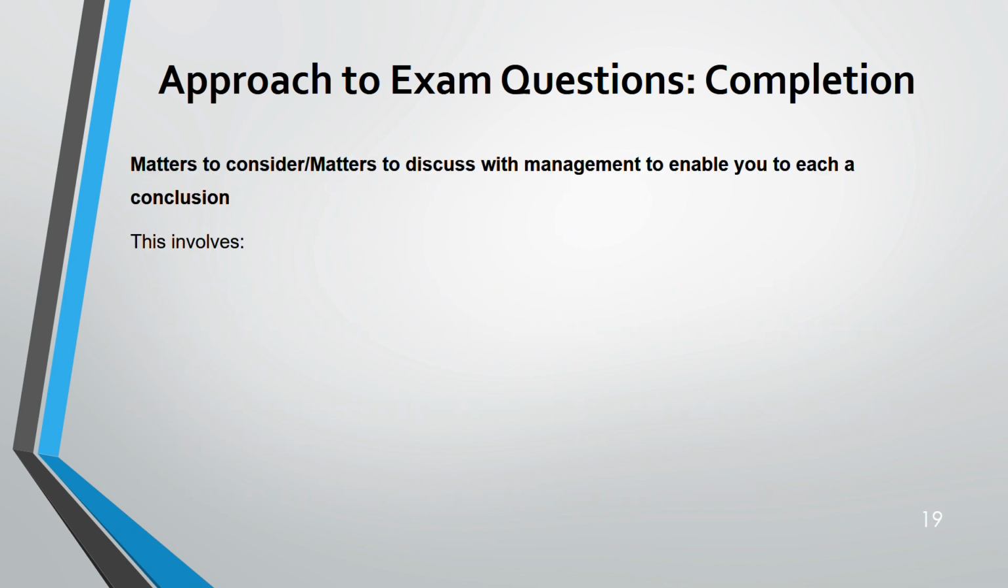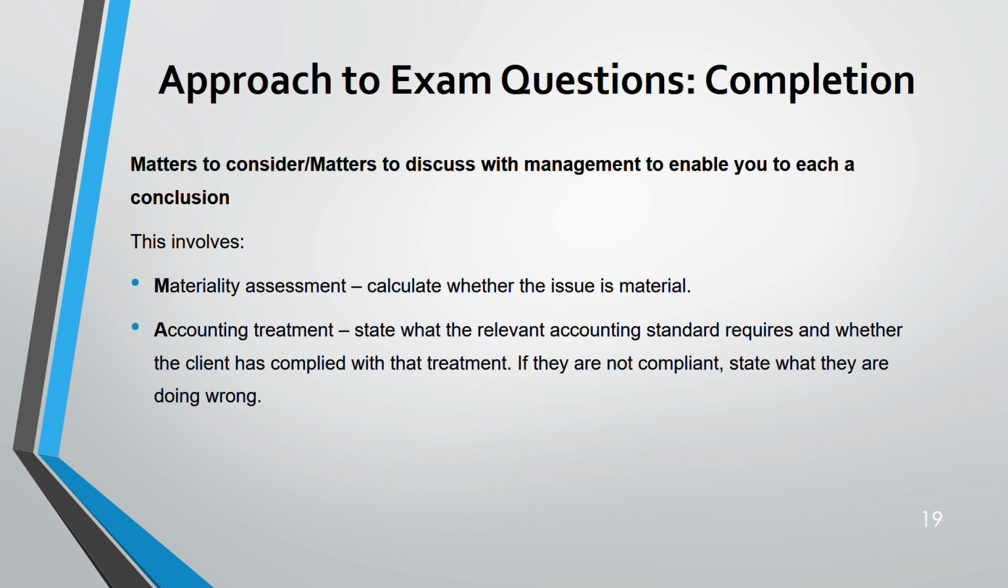Okay, first one is matters that need to be discussed with the management. This involves three things. First is materiality. See, whenever there are matters that need to be discussed with management, make sure that thing is material, because immaterial things we don't discuss with the management, only material things. So you have to make a materiality assessment. Okay, that means calculate whether that issue is material or not. Next is accounting treatment. State the correct accounting treatment according to the standard and say why your client is wrong, what they are doing wrong, why they are not complying with the standard.